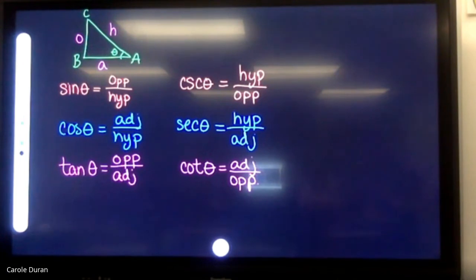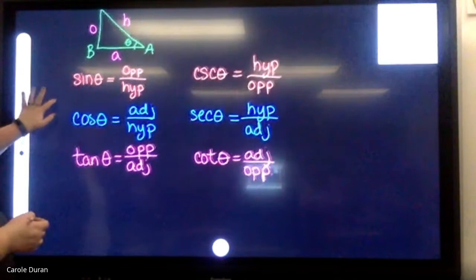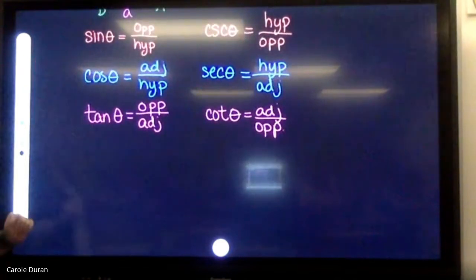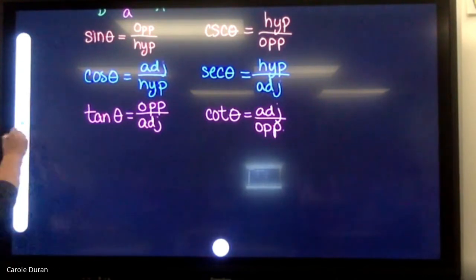This is where our nice little SOHCAHTOA that you may have heard of comes in. So I'll give you guys a second and then I'll show you what I mean. If you don't like SOHCAHTOA, you can come up with something else. Actually, you have an assignment where you do come up with something else, just for fun. I'm going to show you in a second.